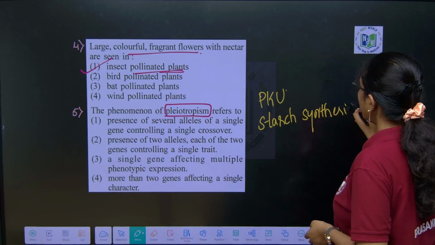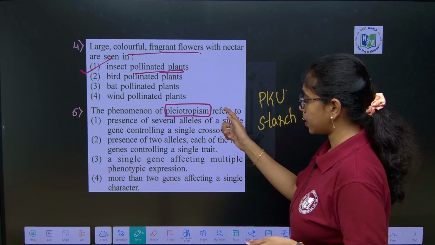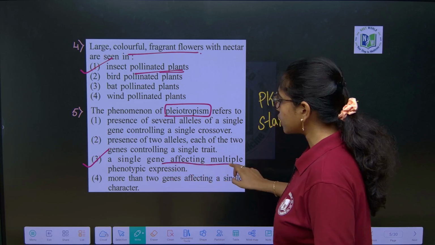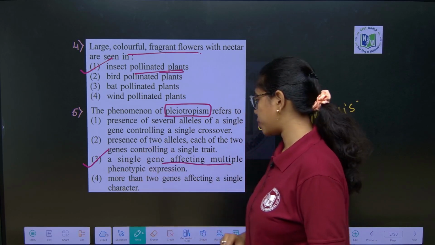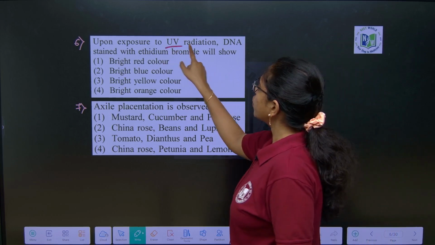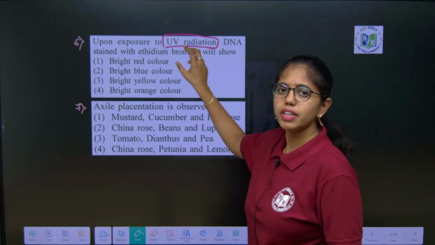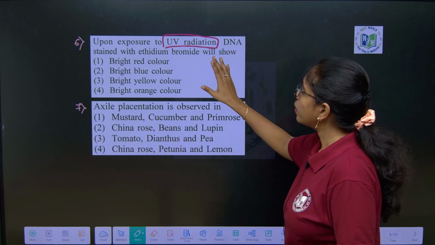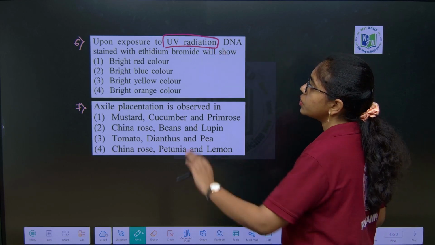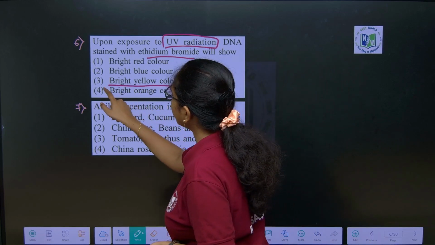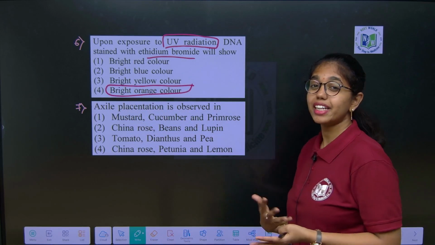These are a few examples for pleiotropism, where a single gene affects multiple phenotypic expressions. Next, upon exposure to UV radiation, in successive years we can see questions from DNA staining. Under UV radiation, DNA stained with ethidium bromide will show what color? It will show bright orange color. Okay, we have dealt with it so many times.